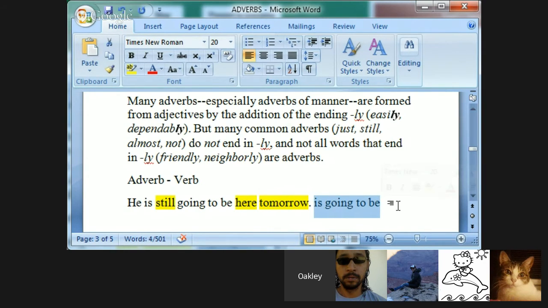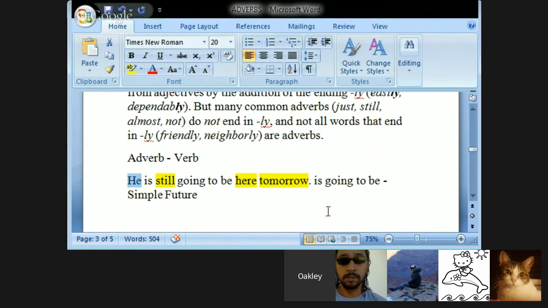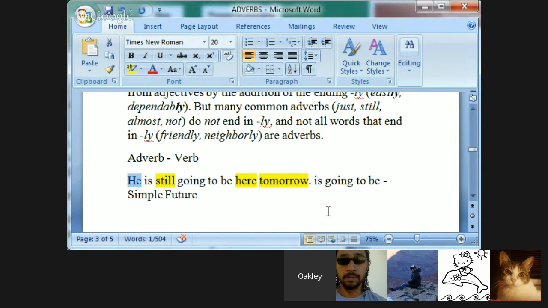This is a simple future, Constantine. Simple future tense. You've actually only got one verb, so actually everything is acting on that verb. It's actually a very simple sentence with a lot of adverbs. You have one subject noun, very simple, "he," and then one verb, "is going to be," and you just added a lot of adverbs in there. All of which have something to do with time or place.